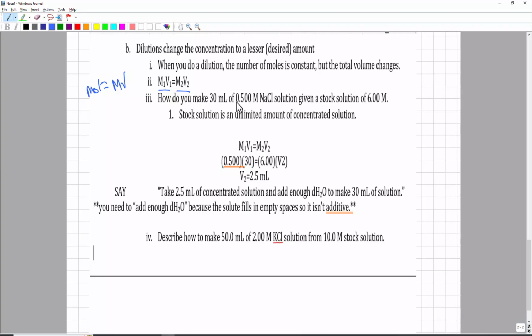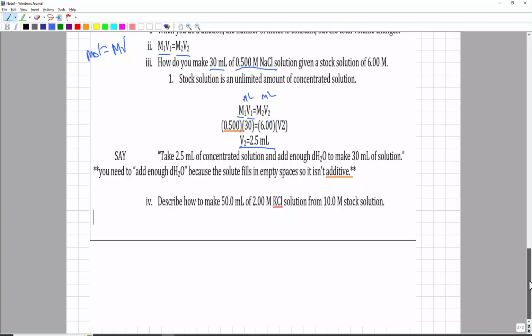Okay, so notice here, molarity, volume. As long as the volumes are the same unit, you can use milliliters here. So if I use milliliters on the left, I'll use milliliters on the right. So 0.5 times 30, molarity 1, volume 1, and I have 6 times V2. Do a little math, and I get 2.5 milliliters. So you say, take 2.5 milliliters of concentrated solution and add enough distilled water to make 30 milliliters of solution. You need to say add enough distilled water because it's got to be added.